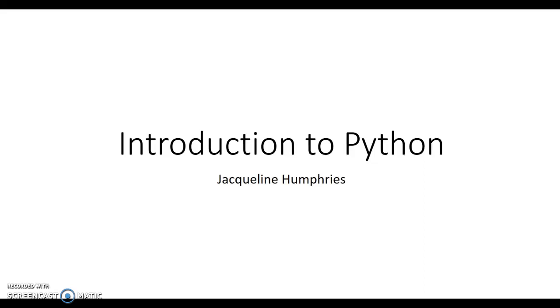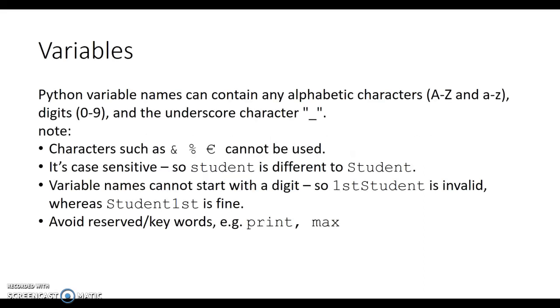Okay, Python variables. A variable is a container in memory that holds values with which you may want to manipulate or refer to later on. So it can contain any alphabetic characters in its name, so capital A to Z or lowercase a to z, digits 0 to 9, and the underscore character. But it cannot contain unusual characters such as ampersands, percentage signs, etc. So if you're not sure, just stick to alphanumeric characters.